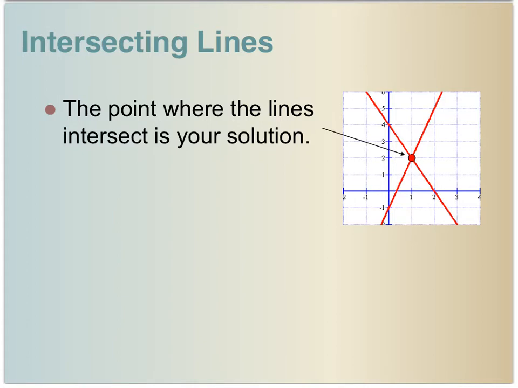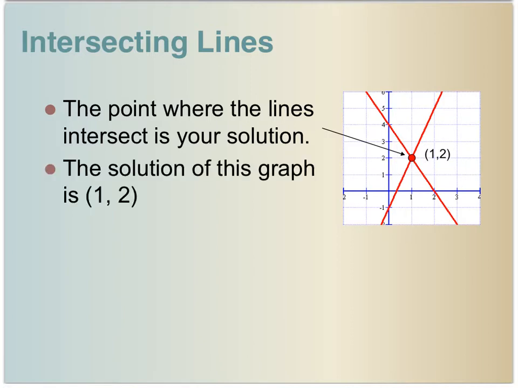So look at these two lines. The point right there in the middle where they intersect, right here, that is the solution that those two lines have in common. In this case, that solution is the point 1, 2. That is the point where x is 1 and y is 2. Remember, an ordered pair is x, comma, y.